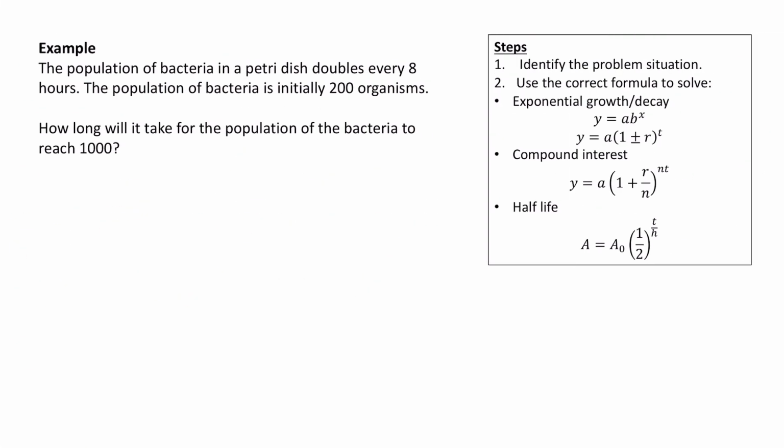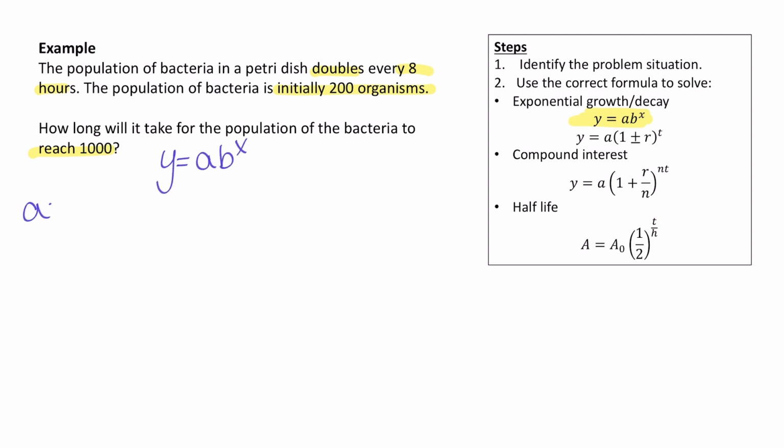So in this problem, it says the population of bacteria in a petri dish doubles every 8 hours. The population is initially 200 organisms. How long will it take for the population to reach 1,000? So whenever we have something like that going on and the growth rate is not a percentage, we're going to use y equals ab to the x. And then we're going to figure out what we need to plug into this problem.